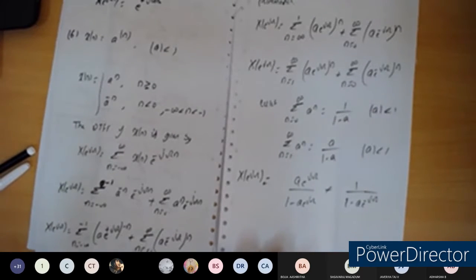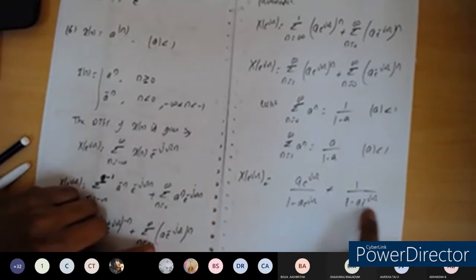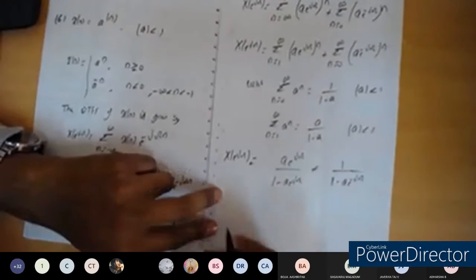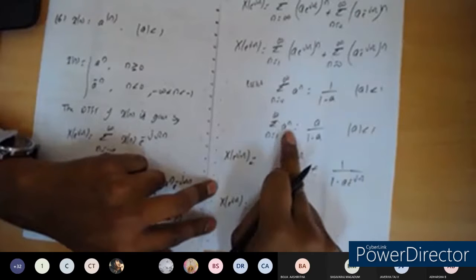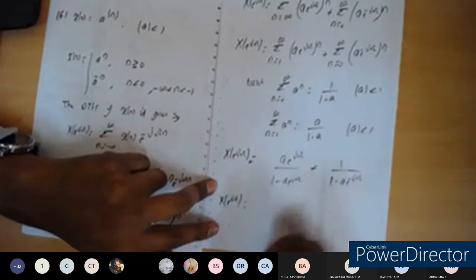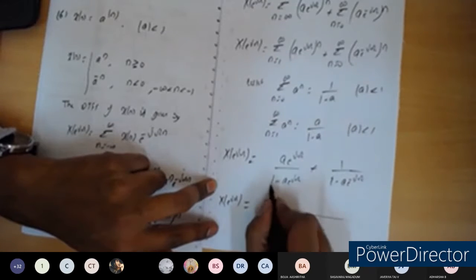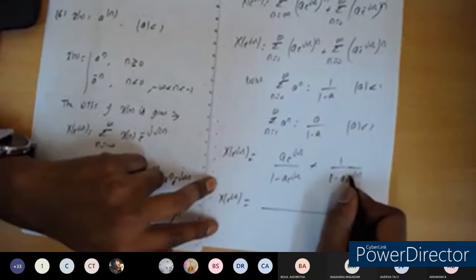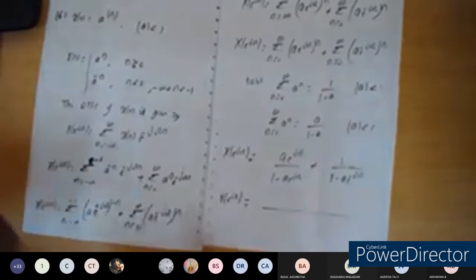Now, if you want, you can take the LCM of these two. We have 1 minus a e to the power of j omega and 1 minus a e to the power of minus j omega. Let us take the LCM and simplify this one. So X of e to the power of j omega: we applied the sum of infinite terms formula and evaluated this. Here you can see there's a difference between the two denominators, so you should take care when taking the LCM.